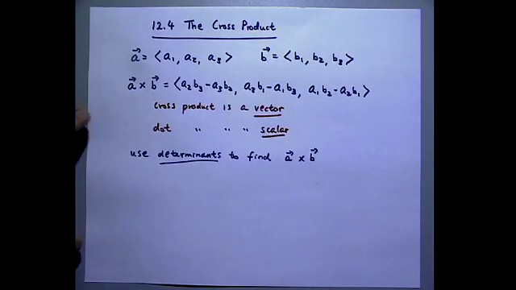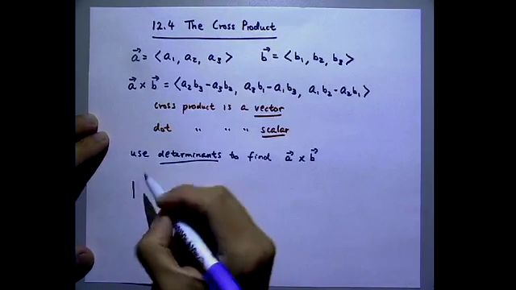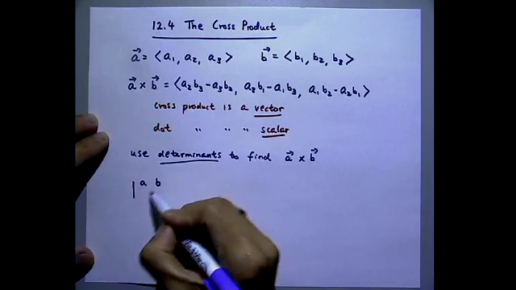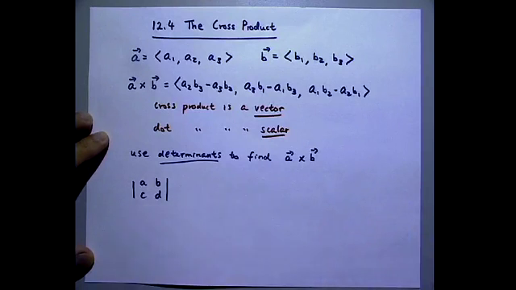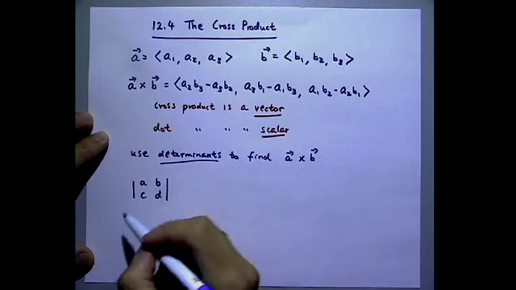We'll start with a 2-by-2 matrix. So it's a formation of four numbers. And when you put straight lines on either side of these four numbers, this means determinant.